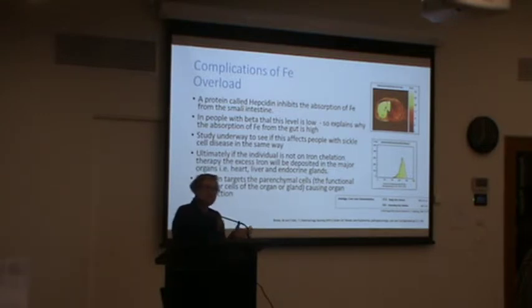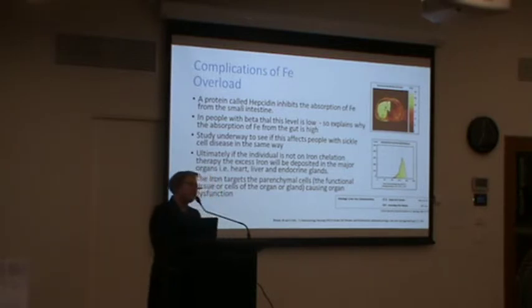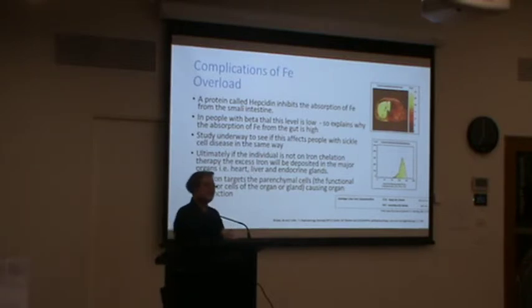And so this protein called hepcidin, which he's doing a lot of work on, inhibits the take-up of iron from the intestine. So if you've got lots of hepcidin, you reduce the amount of iron you're absorbing. But in people with beta thalassemia, we've recognised now that that level's actually very, very low. And so that's why they absorb too much iron from the intestine. We don't know why that is, but it's a byproduct of the thalassemia, and the gene mutation that causes thalassemia also causes this abnormality with the iron.